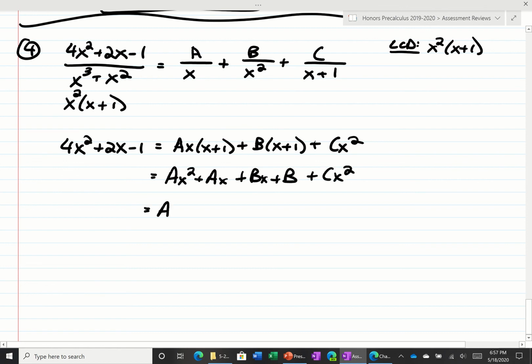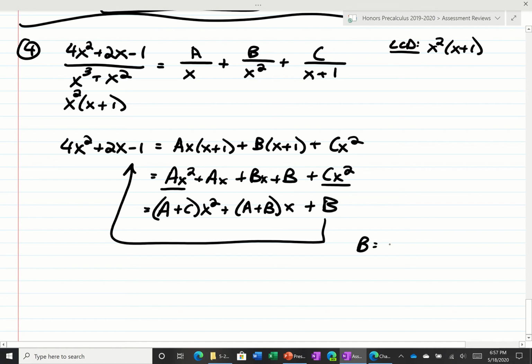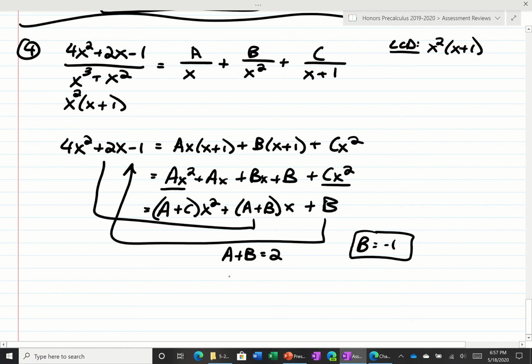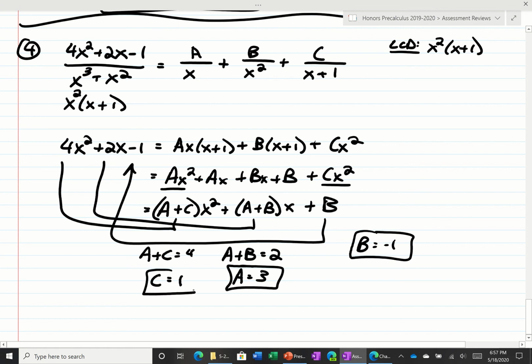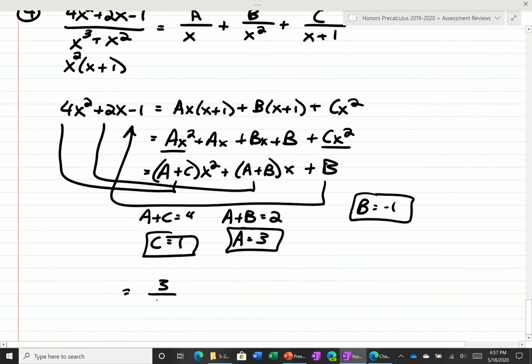Group our quadratic terms together: a plus c. Group our x terms together. We know that b has to be negative 1. a plus b has to equal 2, so a would be 3. And a plus c would have to equal 4, and if a is 3, we get c is 1. So tying this all together would give us a over x plus b over x squared plus c over x plus 1. And that is one of the answers.